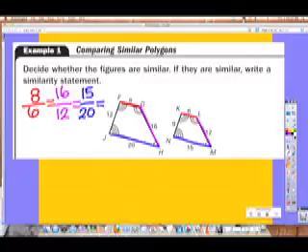Wait, isn't that one upside down? Yes, you got it. It matters. So I put 15 over 20, but it needs to be what? Okay, it's a good catch. So last one is going to be what? 12 over 9?